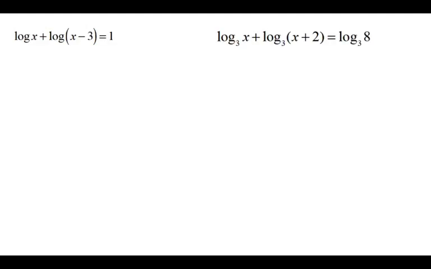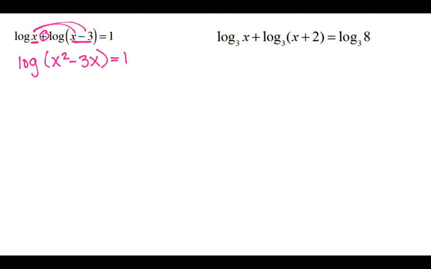Okay, so if I look at the first one, I am adding. So what do I do with addition? I multiply. So I'm going to take what is inside my logarithms and multiply them together. So I have log of x times x is x squared. X times -3 is -3x equals 1.